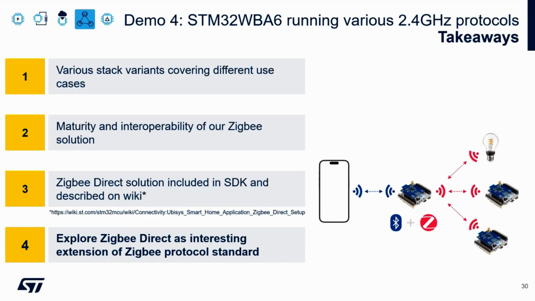So in summary, I wanted to show you in this demo that we offer a wide range of RF stacks with a number of variants covering all different use cases. I would like to highlight that the WBA6 is ready to be incorporated into existing ZigBee networks thanks to the maturity and interoperability of the solution. And at last, with the demonstration, I wanted to invite you to try the ZigBee Direct demo yourself, which is an interesting extension of the ZigBee protocol, and the solution example is available on the wiki and ST GitHub STM32 hotspot.